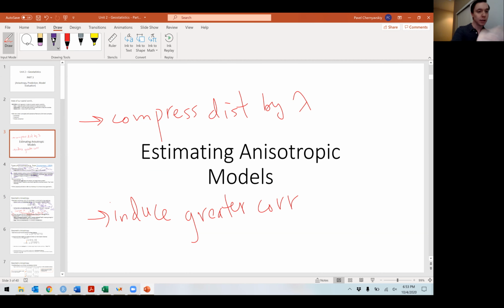All right, why does that work? Here's why it works. Think back to a spatial correlation function, whichever one is your favorite. This is the correlation on the y-axis. This is the distance on the x-axis.